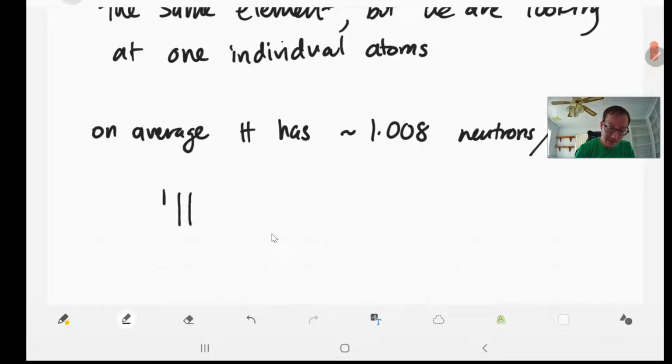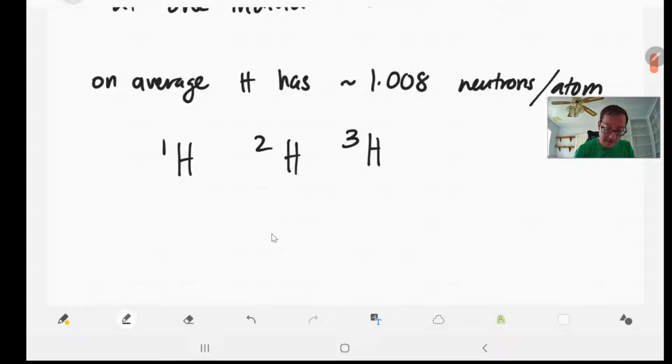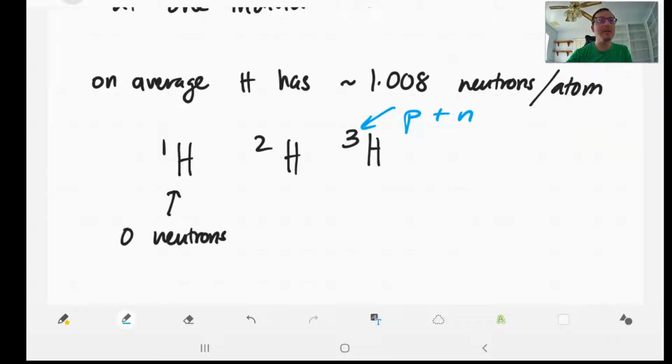So hydrogen happens to have 3 isotopes. We've got plain old regular hydrogen. This is most of hydrogen here. We have 0 neutrons in this one, because remember, that number at the top is the number of protons plus neutrons. That's our mass number. That's how we identify an isotope: one particular isotope has a certain number of neutrons and protons. This one has 1 neutron, because all of these will have 1 proton. That's how we know it's hydrogen.